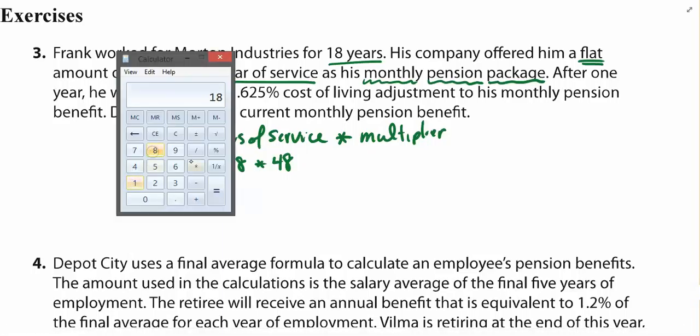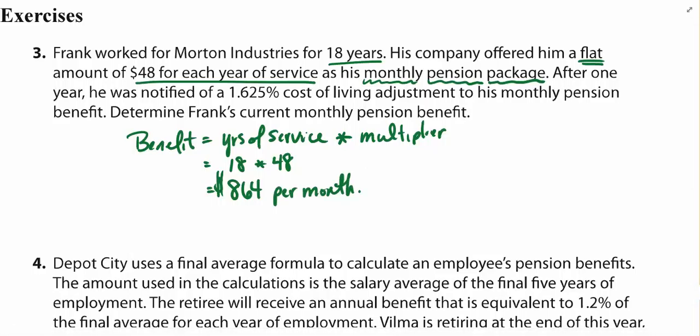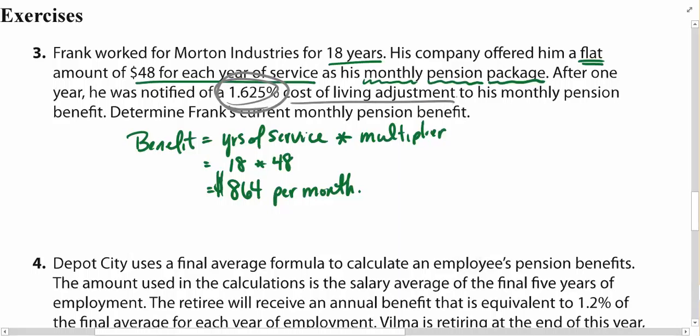So 18 times 48 tells me that at retirement he's going to receive $864 per month. Now what's interesting here is that after a year of retirement, he was notified that he was going to receive a 1.625% cost of living adjustment.